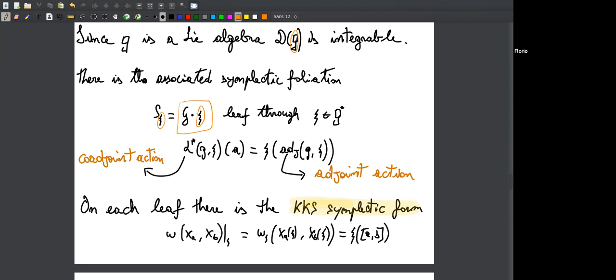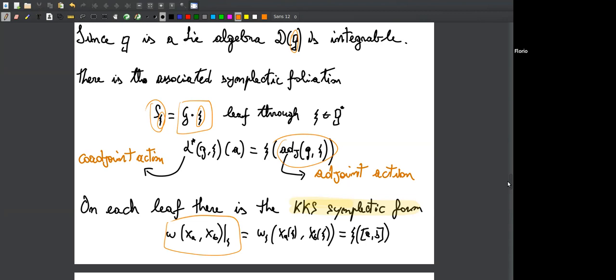Of the coadjoint action. So the dual of the adjoint action of the Lie group on its algebra. And then everything works well together because the symplectic bilinear forms that I told you before actually glue up in a very smooth way, and they give a symplectic form on each of these orbits, on each of these leaves. But it's only now that the structure of the algebra really comes into place.